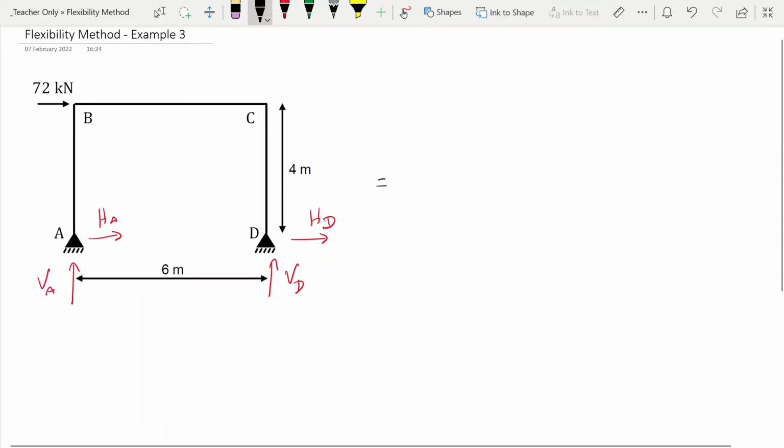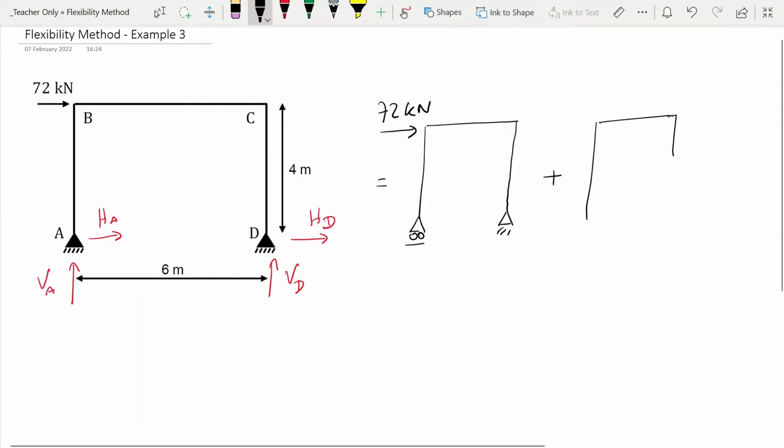So what we're going to get is a structure with a roller support at A and then a pin at D. And then our structure number 1 has all the loads. In this case, it's just the load of 72. And this is going to be plus another structure, also with a roller on the left and a pin on the right. But now we're going to apply 1 kilonewton to the support that we removed, which in this case was HA. And at the end, to make sure we have an equivalent structure, this needs to be multiplied by HA, which is what we're going to use to calculate this reaction.